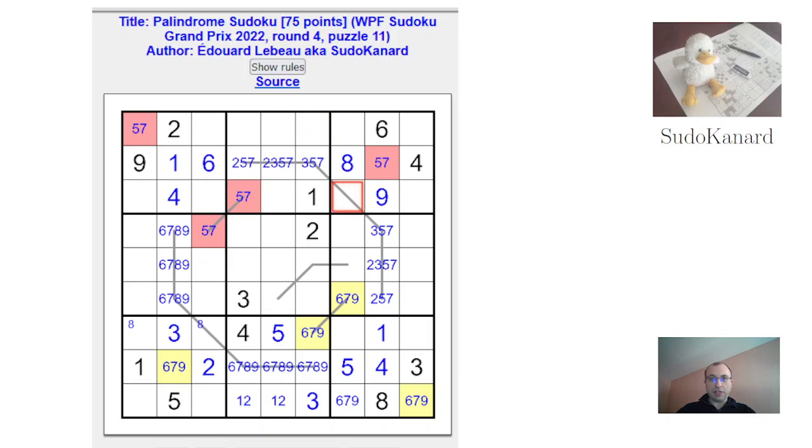Actually, this 2 is now either here or there, and it's either here or there. I'm not sure those pencil marks will help in the slightest. But similar logic may happen. This 6 does not appear here, so it's there. So 6 is not here, and it's not here by the palindrome.